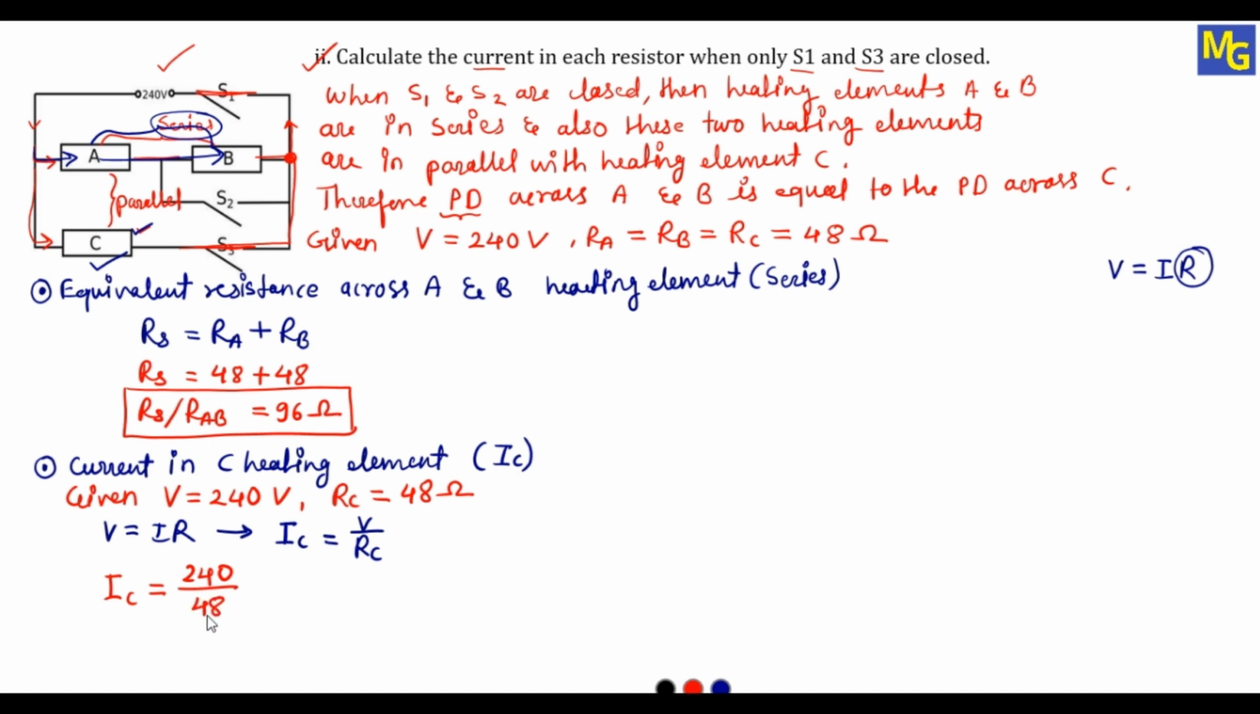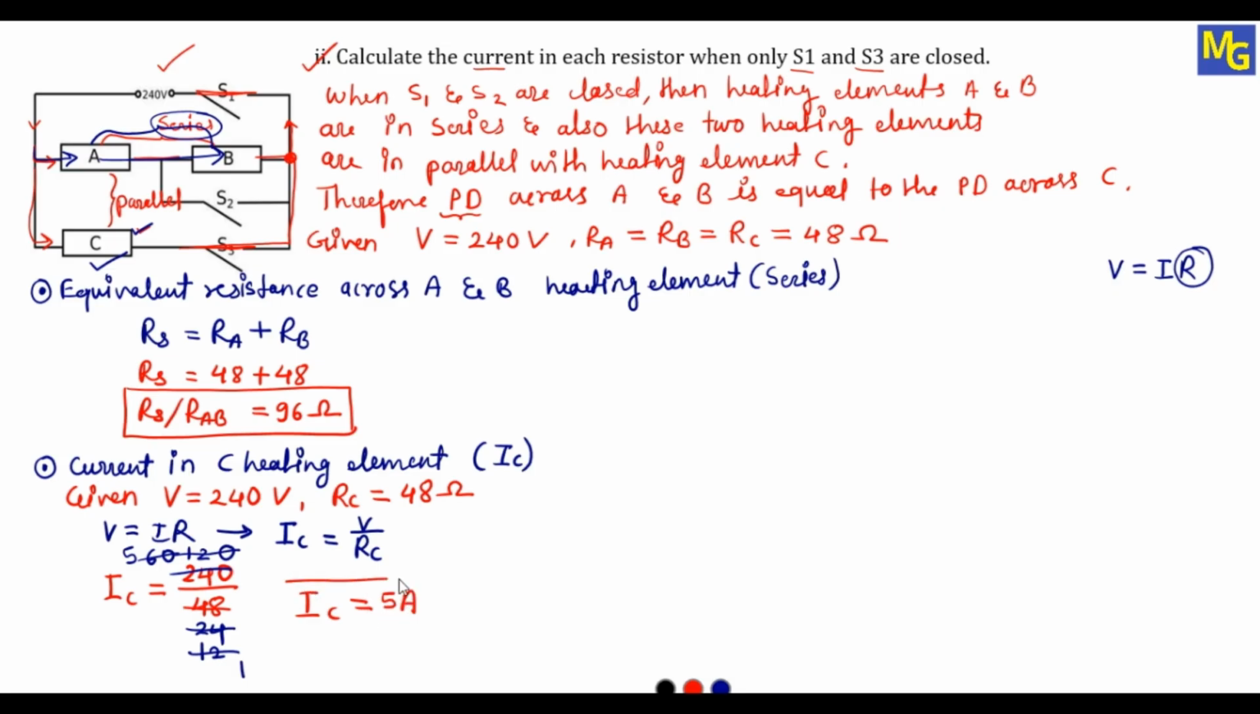I will divide it by 2. 2, let me change the color. 2 2s are 4, 2 4s are 8. 2 1s are 2, 2 2s are 4, 2 zeros are 0. Still we can divide. So here what I will do? 2 1s are 2, 2 2s are 4. Then 2 6s are 12, 2 zeros are 0. Now see, 12 ones are 12, then 12 table, 12 fives are 60. So 12 fives are 60. So what is the answer we are getting? We can write IC is equals to 5 ampere. So we can write like this. So current in heating element C, it is 5 ampere.